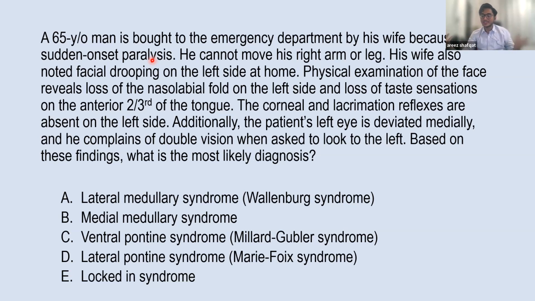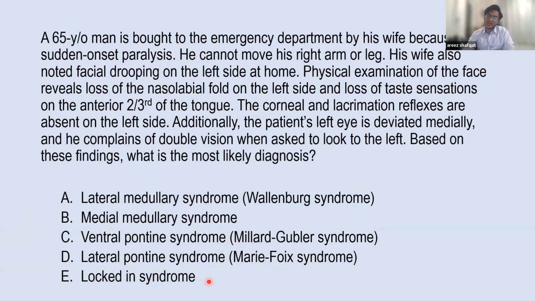So the lesion is not lateral, so it's in the medial part of the brainstem. The third step is figuring out midbrain, pons, and medulla. This person has a facial nerve lesion and an abducens nerve lesion, which means it's in the pons, right? So it's a ventral pontine syndrome or Millard-Gubler syndrome. If the guy had Horner syndrome, these sorts of things, you would suspect lateral pontine syndrome.